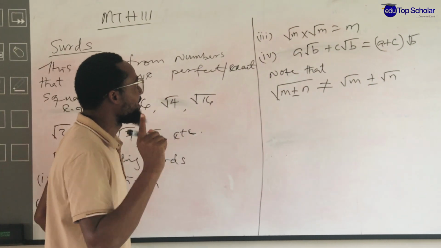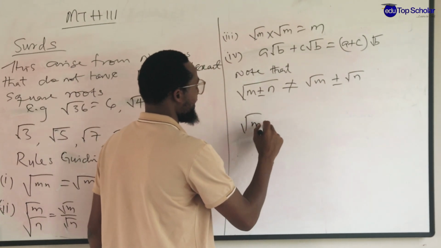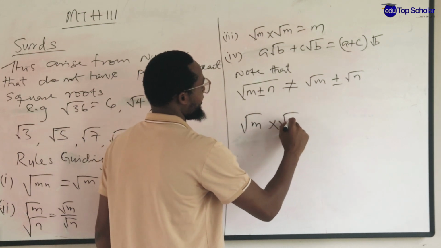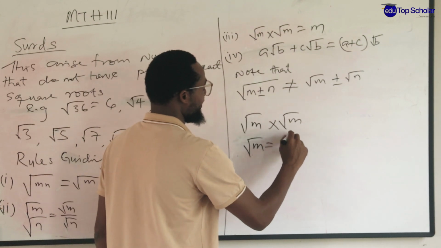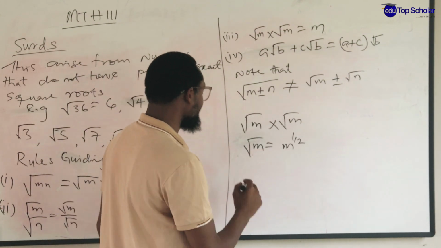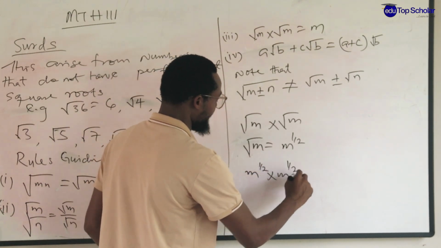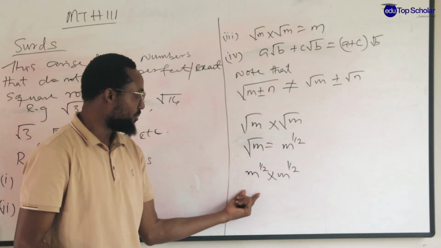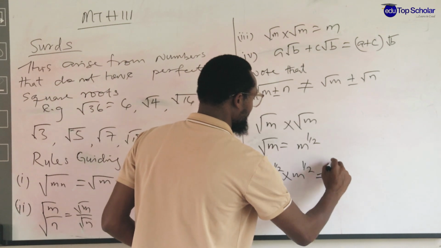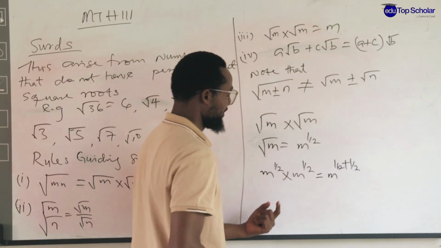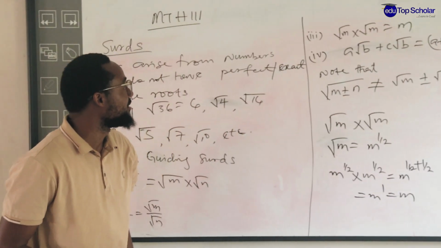Because from our initial class, the class of indices, we stated that root m multiplied by root m, for example, because root m is directly equal to m raised to power half. So from our first law of indices, if we have m raised to power half multiplied by m raised to power half, we have the bases to be the same. Therefore, we can perform the operation on their powers. So this will be m raised to power half plus half. Straightforward. That will give us m raised to power 1, which is our m, as stated in the rules guiding surds.